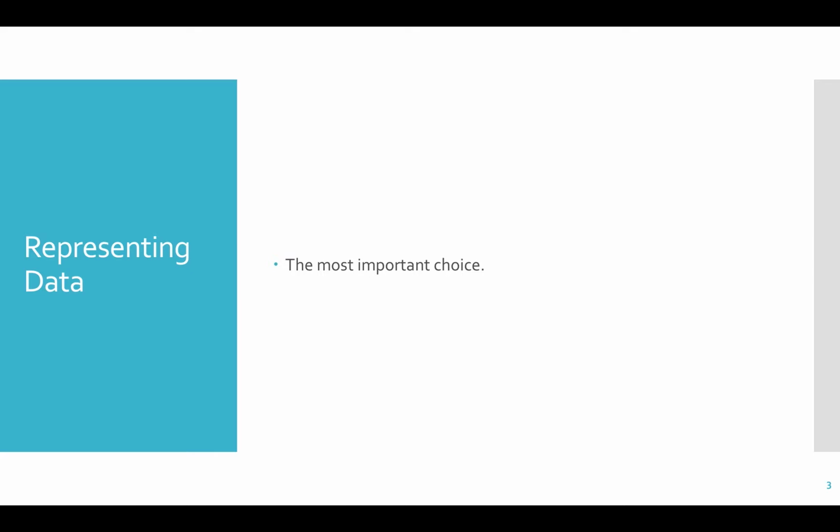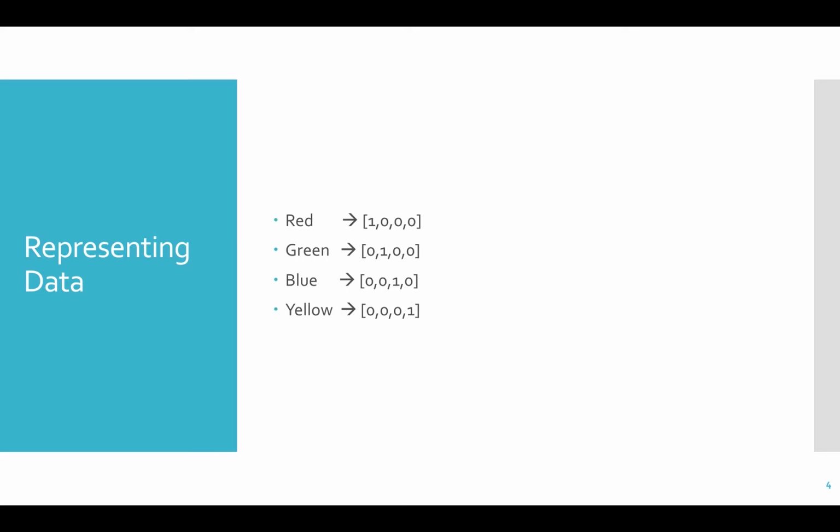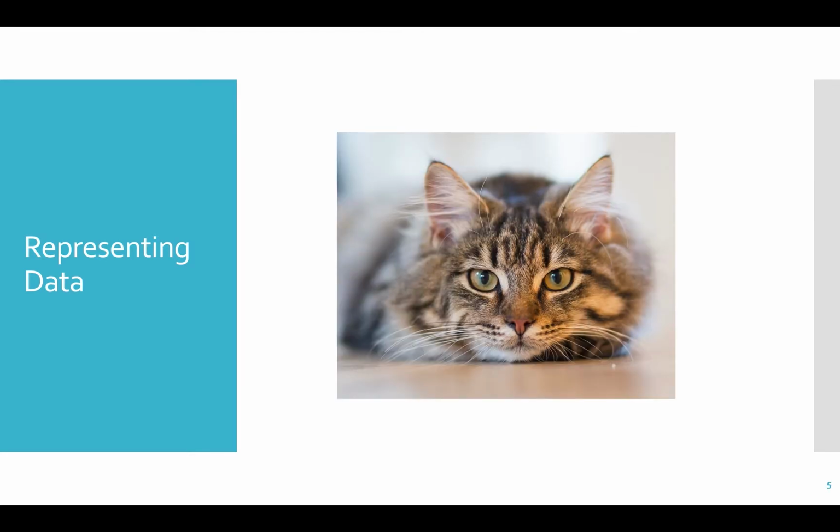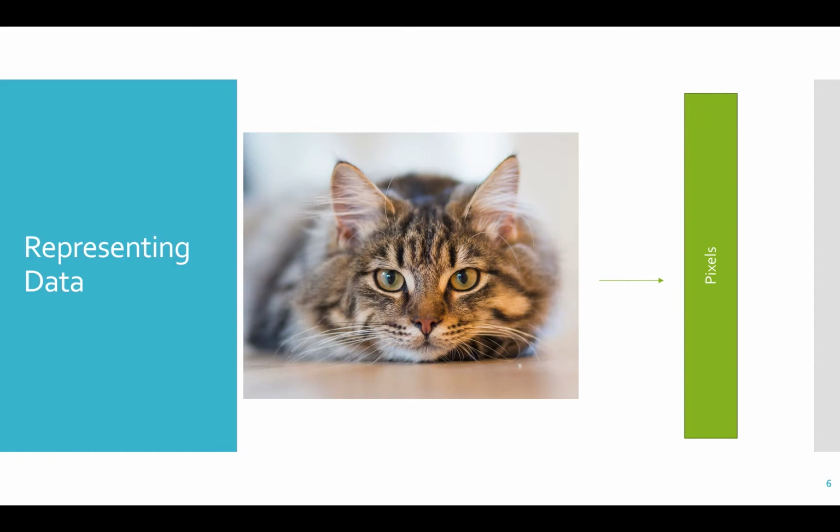Representing data is the most important choice you will make. We've been talking a lot about categorical data, like this. So we've been representing them as one-hot vectors, which is fine, but it doesn't capture the true relationship between these points. Let's think of another example, like an image of a cat. If we have an image like this, we can represent our data in so many different ways. We can use the raw pixels. Each pixel in an image is just a value from 0 to 255. So if you needed your data in vector format, you could take every column or every row of the image and concatenate them together to get one really long vector.